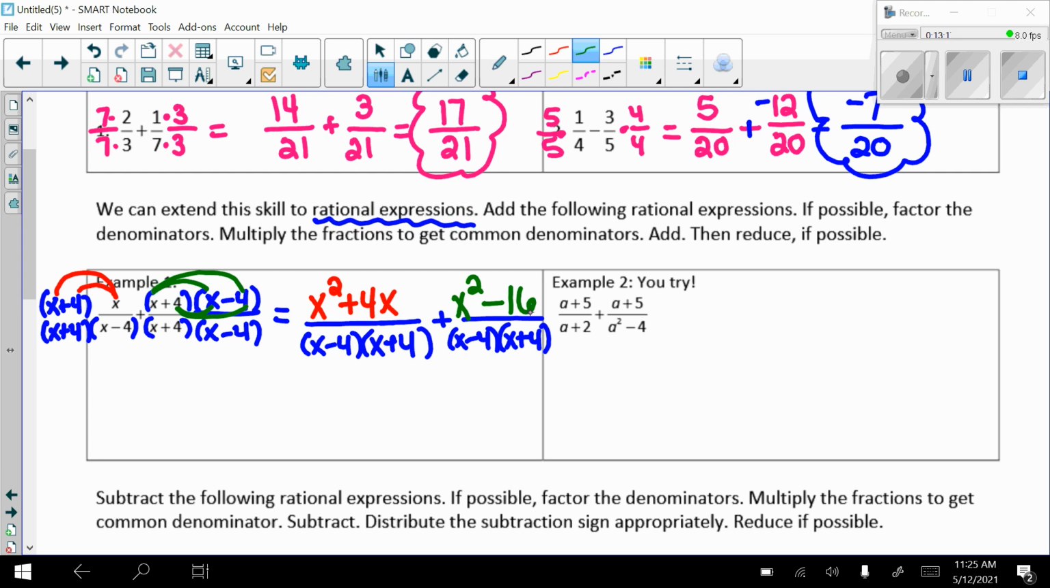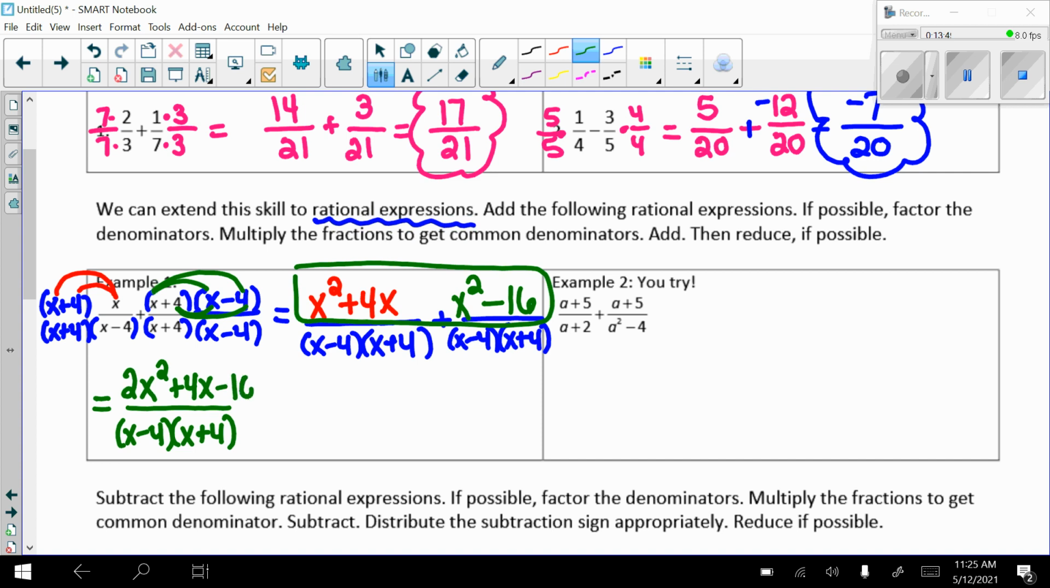Now, again, we look and we say, well, we have common denominators, so we can combine these numerators together. So I'm going to keep my denominator of x minus 4 times x plus 4, and I'm now going to combine my numerators. So x squared plus x squared, 2x squared. Plus 4x can't be combined with the negative 16, so we leave that.